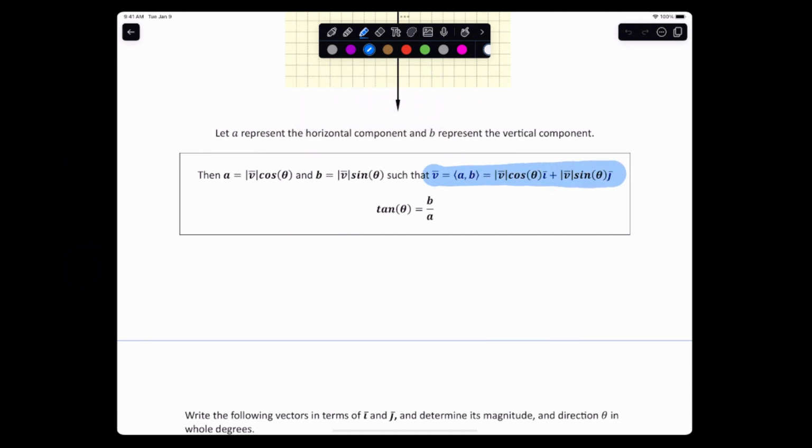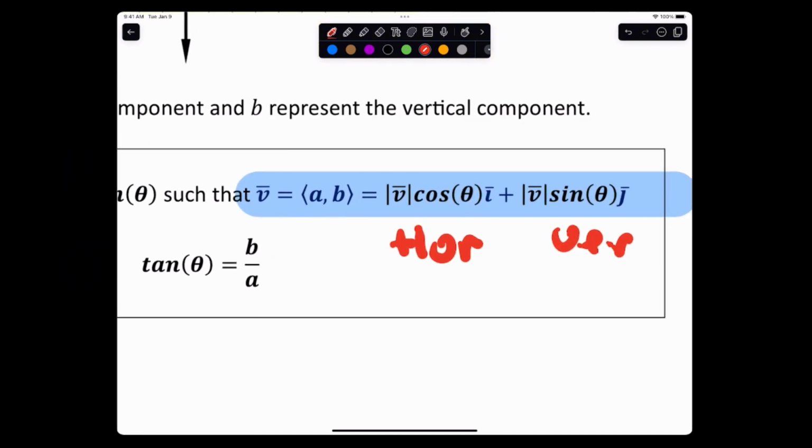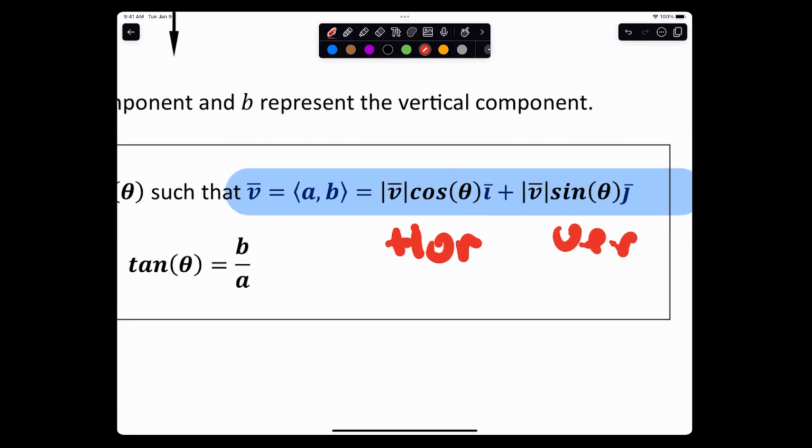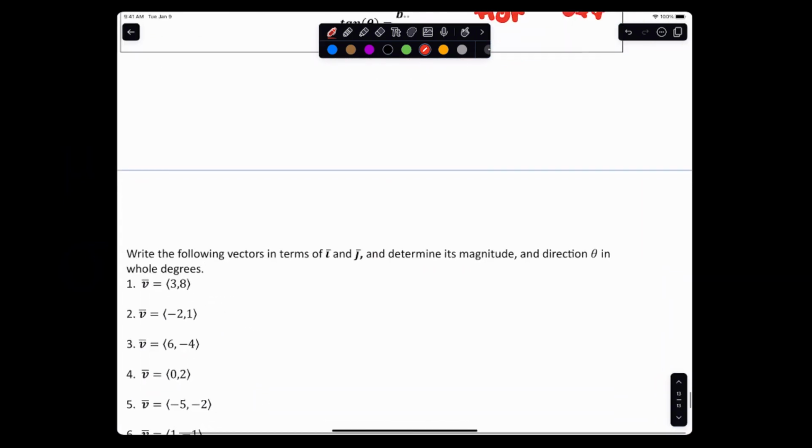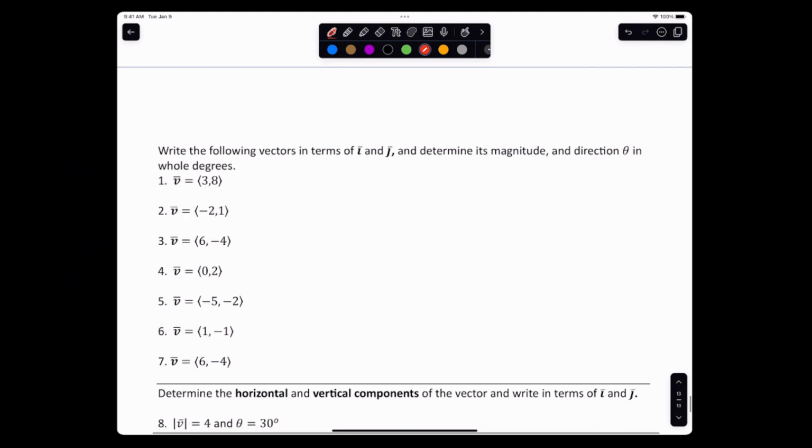Here's vector AB, so we write this in terms of what's called the horizontal and vertical components. Okay, so you got this horizontal component and vertical component. That's what I just proved to you guys. And that's why vectors i and j are so important. Now, you say, how do I begin the following here, right? So the instructions here are to write the following vectors in terms of i and j, determine the magnitude and direction of theta in whole degrees.